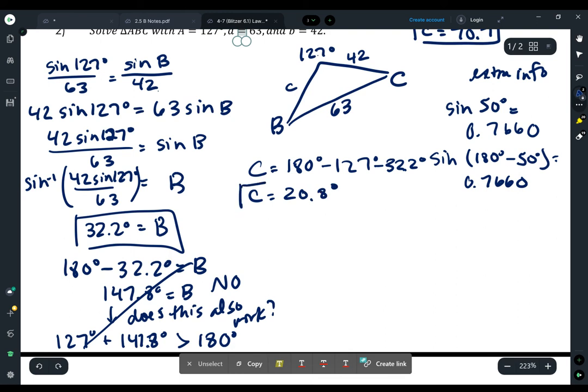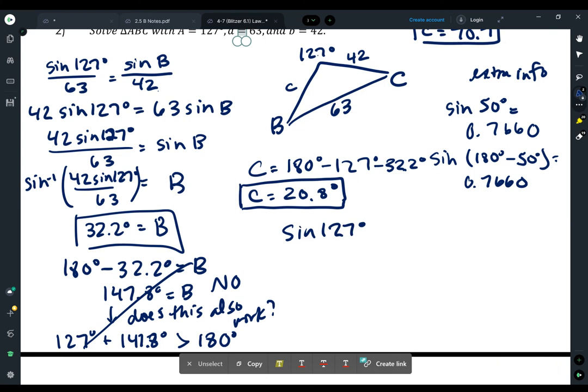I know on your homework we've been doing nearest degree. I have no idea why before in my notes I decided to do an extra decimal place, but that's just what we're going with right now. But normally we would do nearest degree for angles and then tenth for sides.